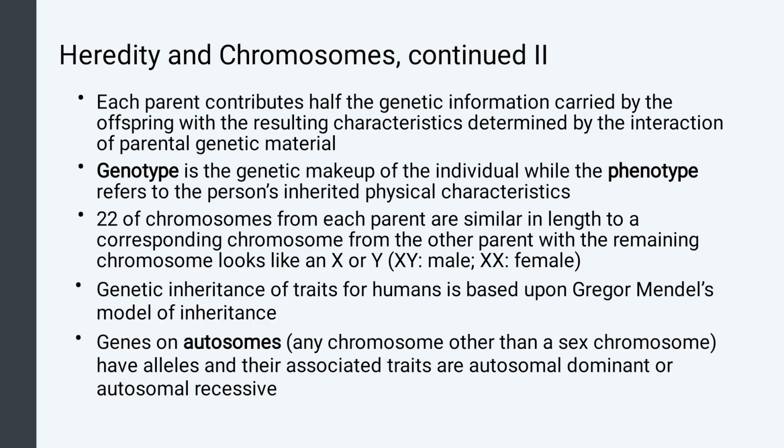Each parent contributes half of the genetic information carried by the offspring, with the resulting characteristic determined by interaction of parental genetic material. So according to this passage, 50% of the genetic information comes from our mother and 50% from our father. Here we have the genotype. Genotype is the genetic makeup of the individual, while the phenotype refers to the person's inherited physical appearance and characteristics.